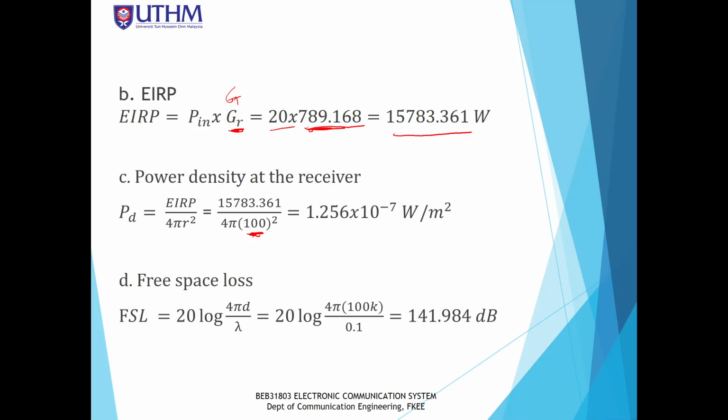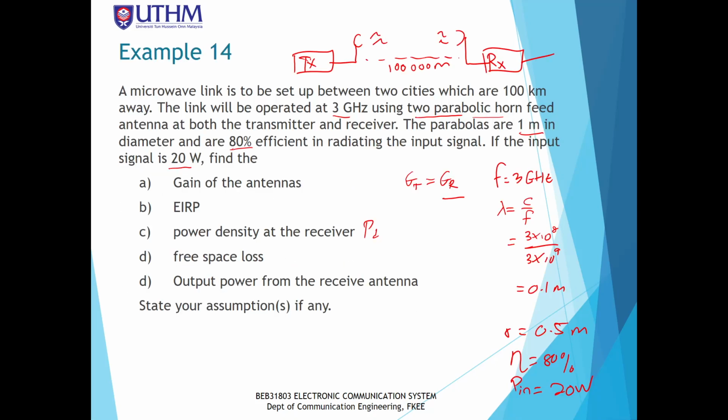Okay, so the answer is correct. So this is supposed to be 100,000, 100,000, okay, in terms of meter. So you get the power density is equal to 1.256 times 10 to the power of minus 7 watt per meter square. Okay, and then the question asks, find the free space loss, FSL.